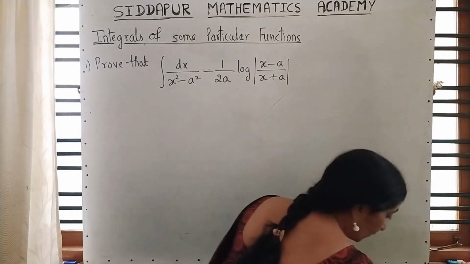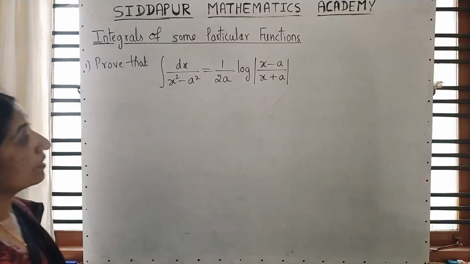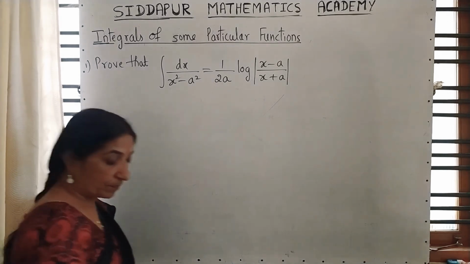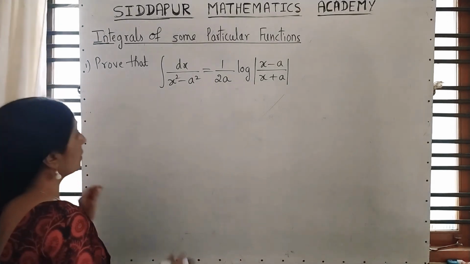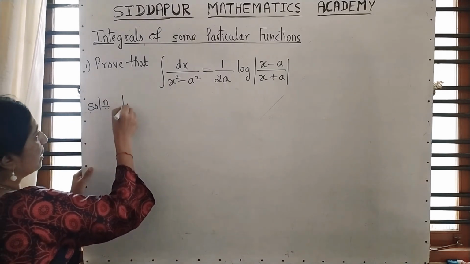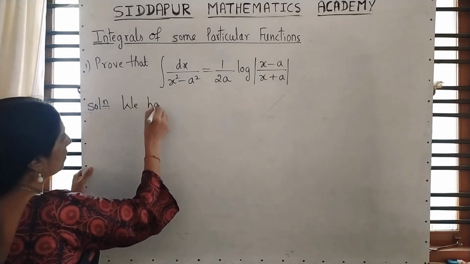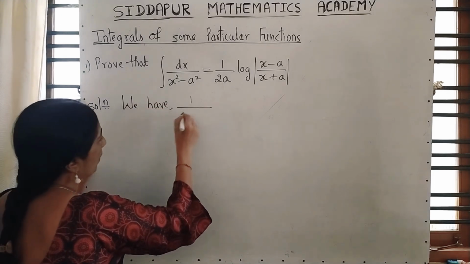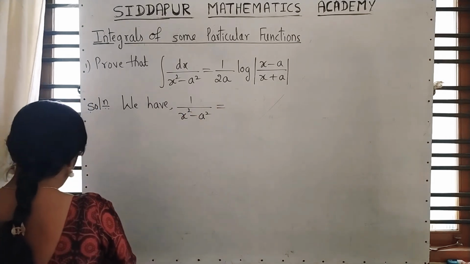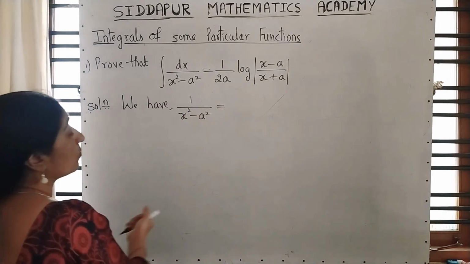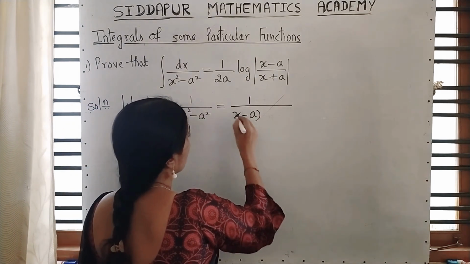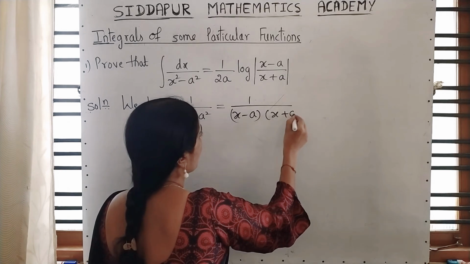So here we have an important concept. Actually we have to know partial fractions. If you are familiar with partial fractions, it is very easy. If you don't know partial fractions also, don't worry. Here 1 upon x square minus a square will be split, as it is in the form of a square minus b square, as 1 upon x minus a into x plus a.